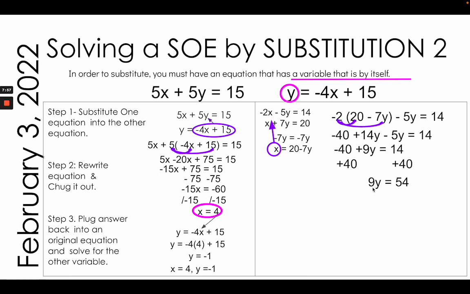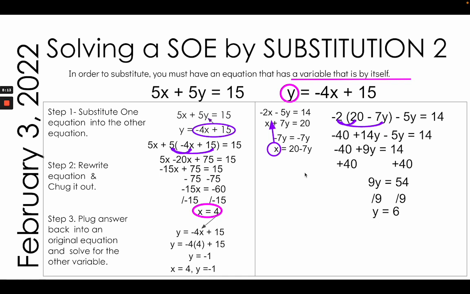We have 9y. We want y by itself. We need to divide to isolate the y. Okay, and we're going to come up with y equals 6. But are we done yet? Your brain should be saying, no, we're not done because we do not have x solved for.